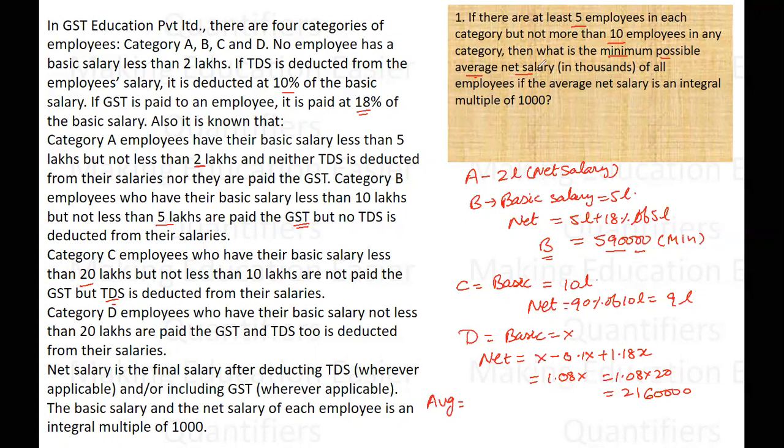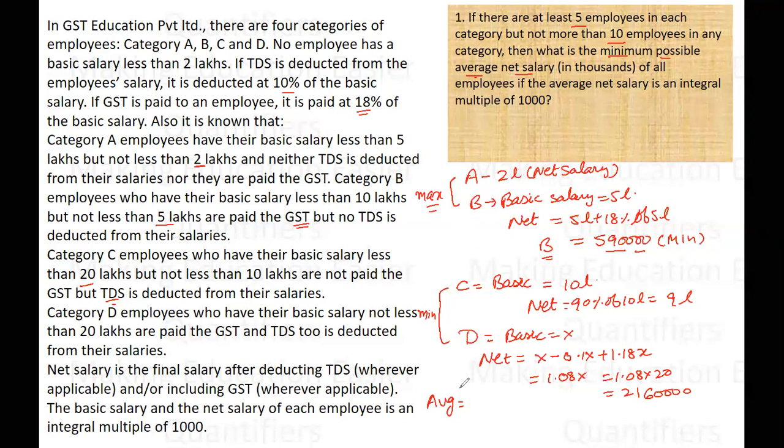average. So for that we will take the minimum number of employees in the categories C and D, since their net salary is very large, very high. So we will take the minimum employees in these two categories, and we will take maximum employees in these two categories. Now you can ask me why we are taking the maximum employees in these two categories. We can also take the minimum employees in these two categories.